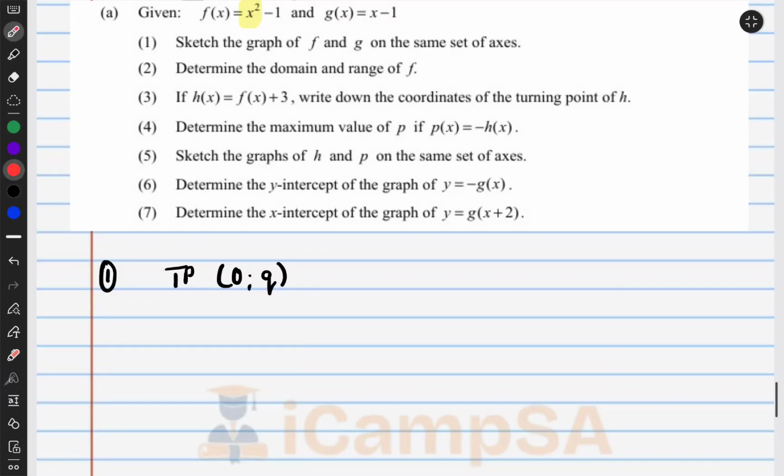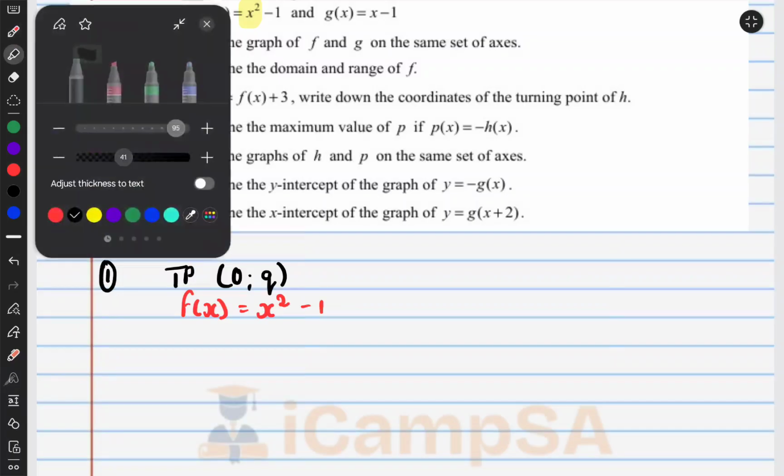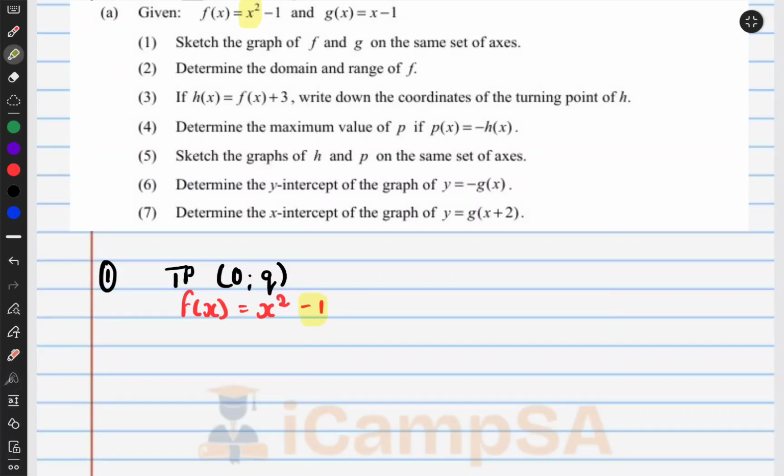So for that function that we have there, which is f(x) = x² − 1, the value of q is −1. Therefore the turning point (TP) is (0, −1). That's the turning point. And then next, find the x-intercept.